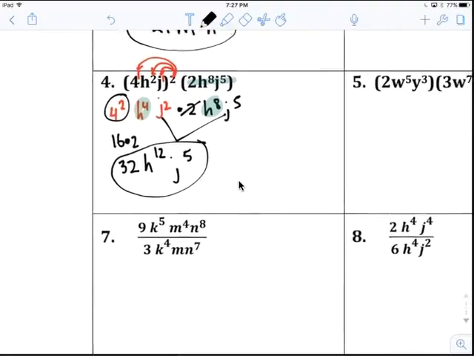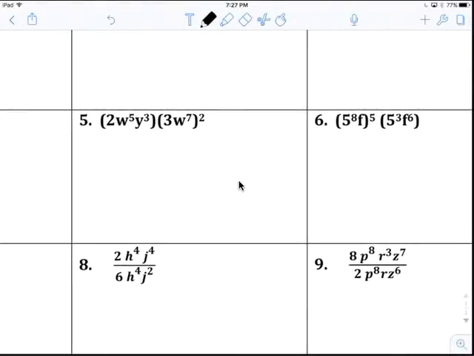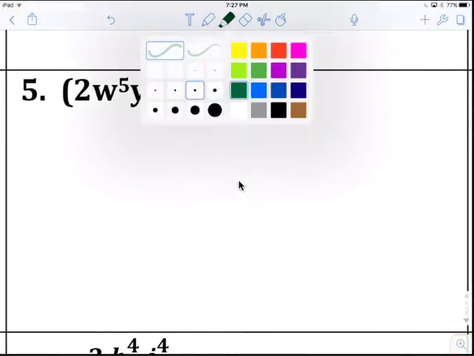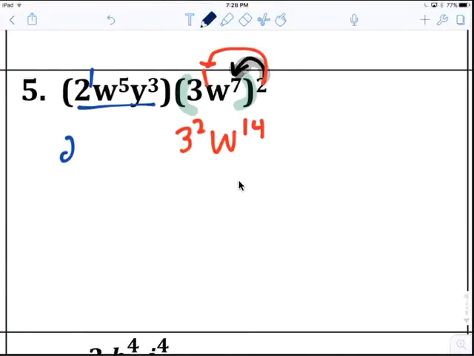Okay. So same thing here. Need to do the distributive property first. Okay. Distribute here. Oh, sorry. Change the color so you can see better. It's w to the 14. Here's a 1. 3 to the 2nd. Okay. And this one, you don't distribute anything. It stays a 1, 2 to the 1, w to the 5th, y to the 3rd.